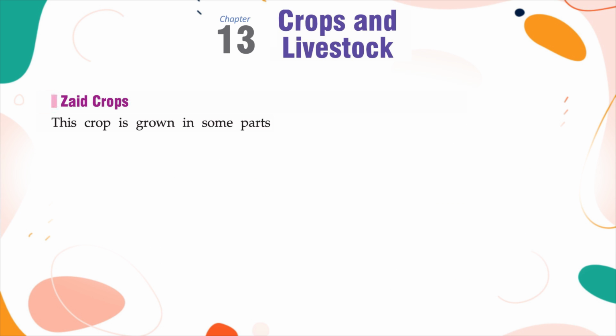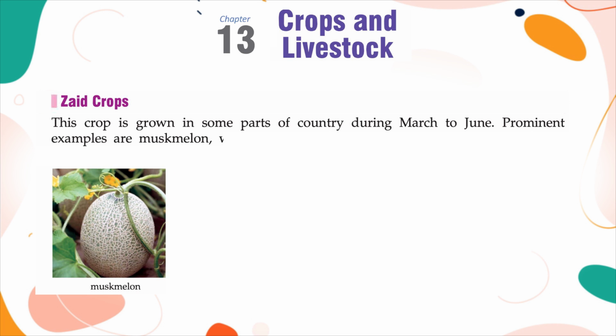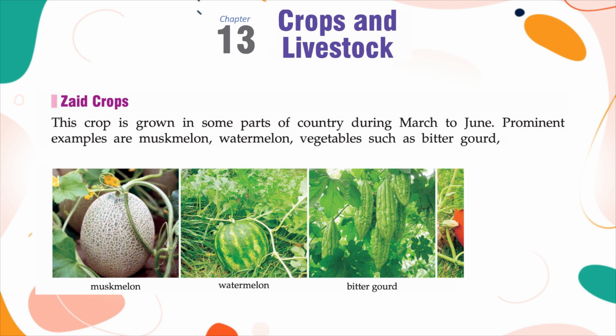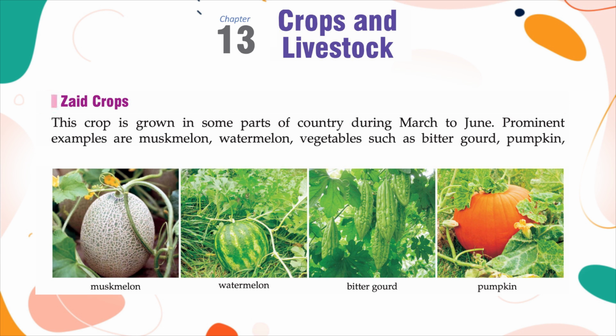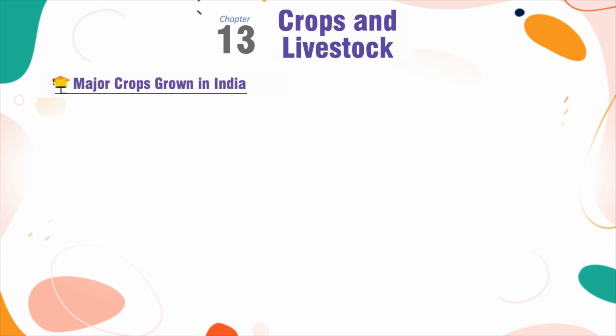Zaid crops. This crop is grown in some parts of the country during March to June. Prominent examples are muskmelon, watermelon, vegetables such as bitter gourd, pumpkin, ridge gourd, etc. Major crops grown in India.